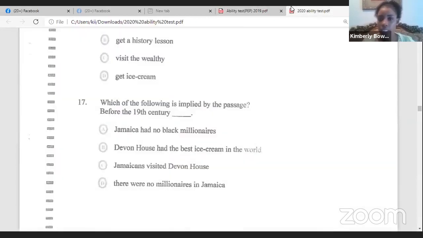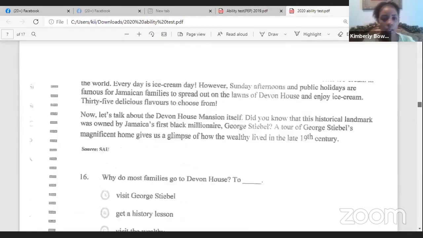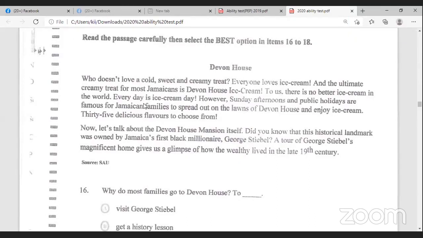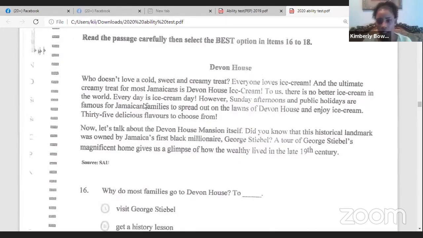All right, let's look at the 2020 ability test paper. I'm aware that this 2020 ability test paper would have a passage, and it's a passage where one is making an inference. An inference meaning that you are given some information, and based on the context clues, you can infer or assume some additional information based on what you have been given. So let's look at this passage.